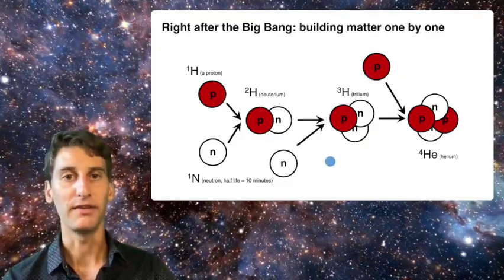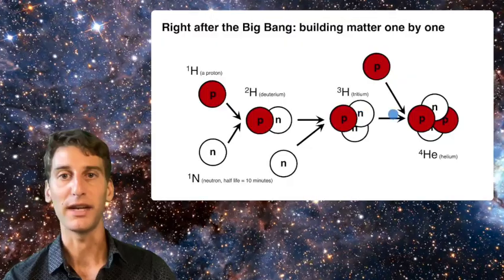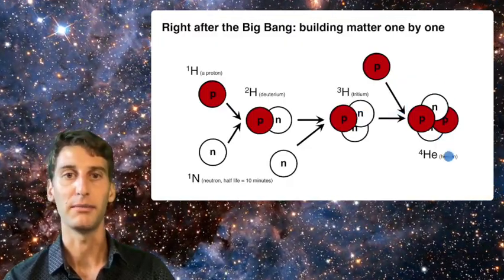This can go a couple different ways. You can have a proton flying in to form helium-3, and then a neutron flying in to form helium-4. That's also possible.